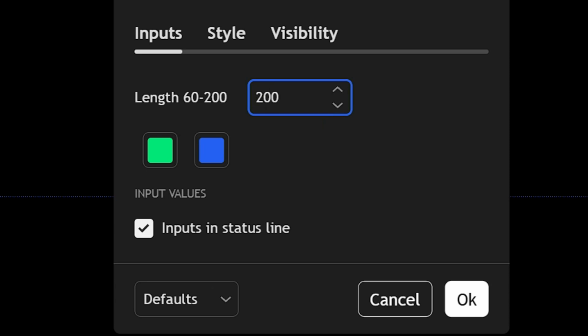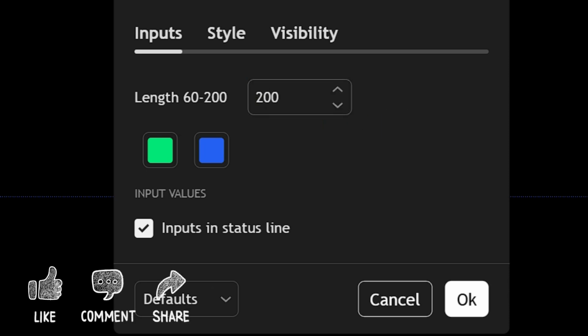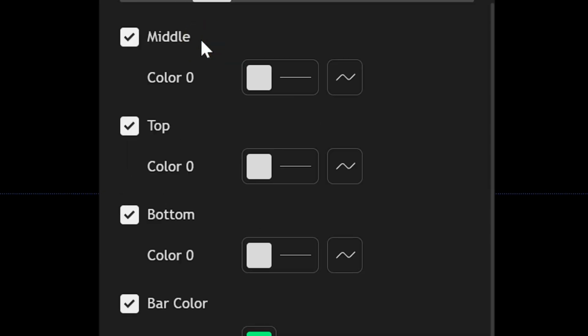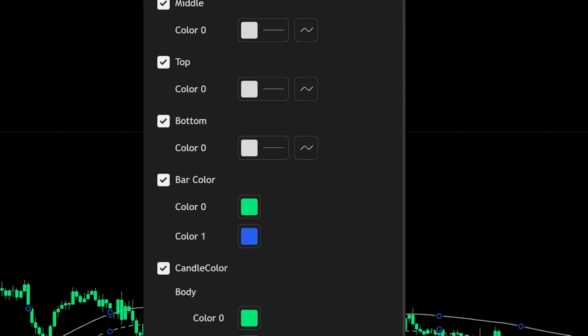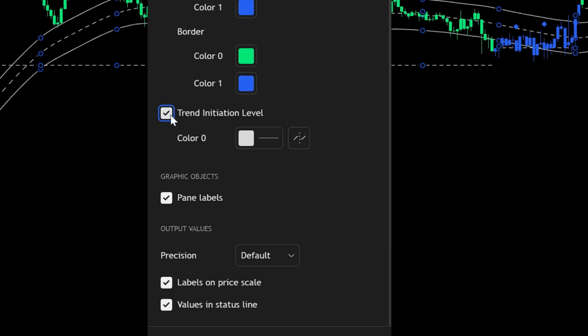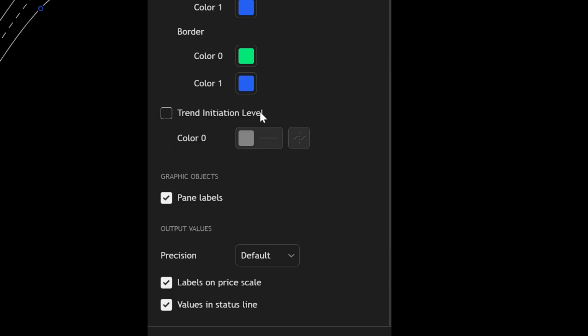By doubling this number, we're telling the tool to analyze a much longer history of price action. This forces it to ignore the small distracting market chatter and only pay attention to more dominant, sustained trends. While we're here, I'll just jump over to the Style tab and uncheck Trend Initiation and Panel Label to get them off the chart for a cleaner view.